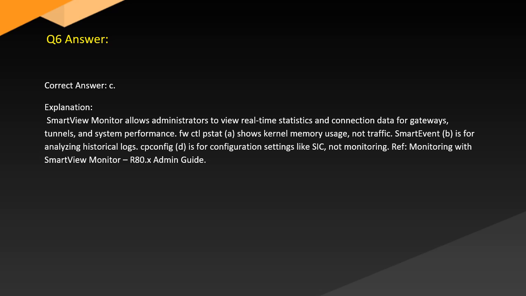Answer. Correct answer: C. Explanation. SmartView Monitor allows administrators to view real-time statistics and connection data for gateways, tunnels, and system performance. A shows kernel memory usage, not traffic. SmartEvent (B) is for analyzing historical logs. cpconfig (D) is for configuration settings like SIC, not monitoring. Ref: Monitoring with SmartView Monitor, Admin Guide.